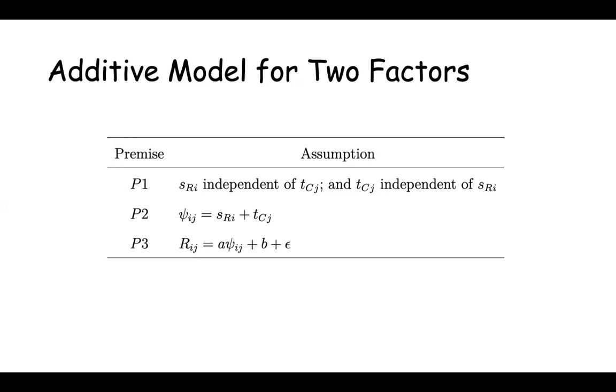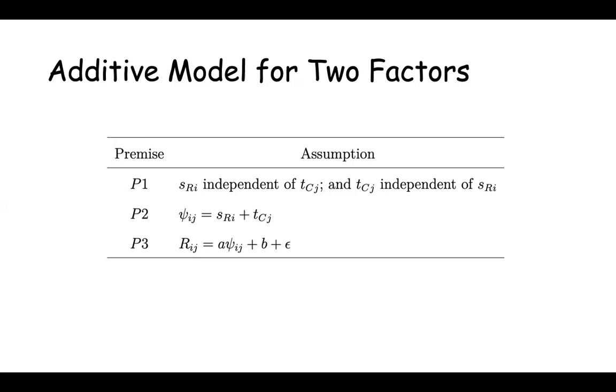We can write out the assumptions of an additive model for two factors. First premise is that the scale values for the rows, I'll use the notation S sub R sub I, are independent of the scale values for the columns, call those T sub C sub J, and scale values for the columns are independent of the rows. In other words, in impression formation, the subjective value of an adjective is independent of whatever adjective it's paired with.